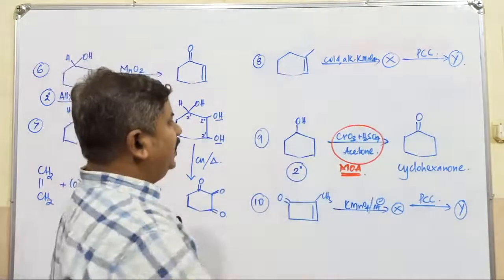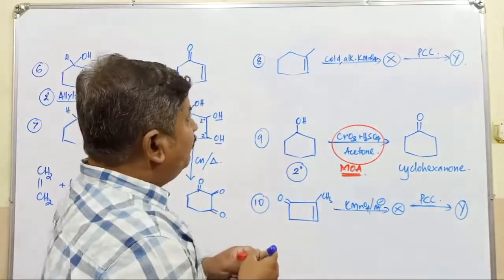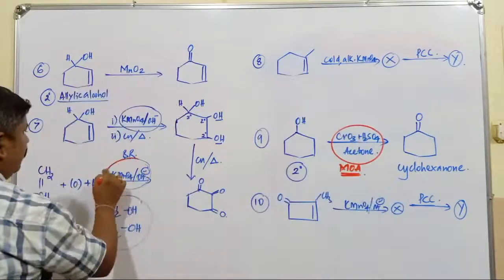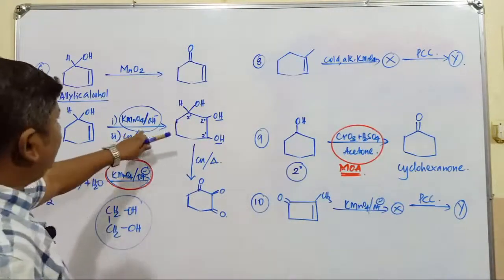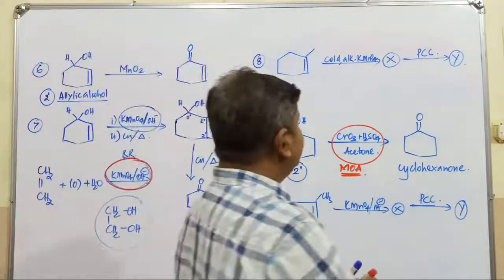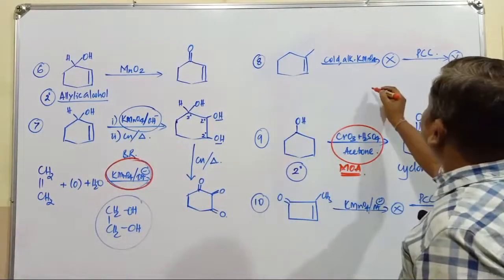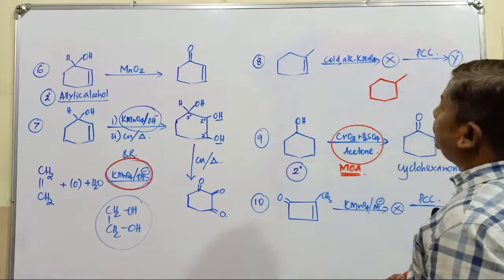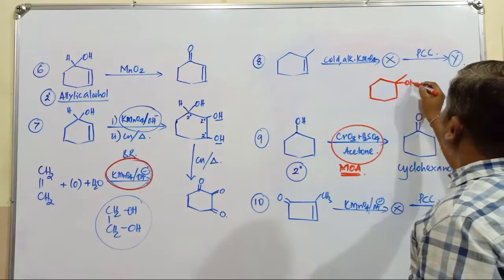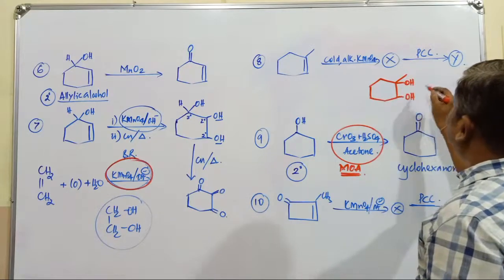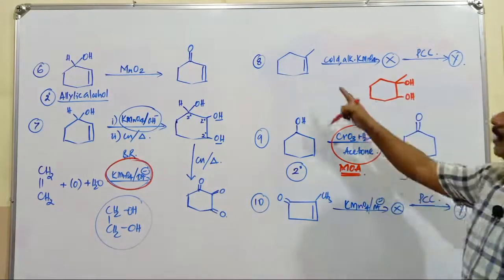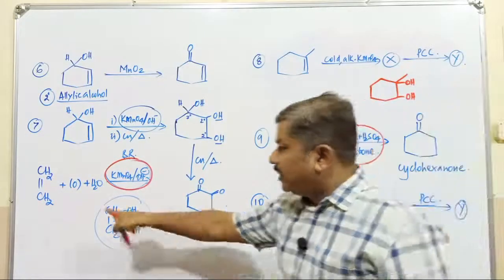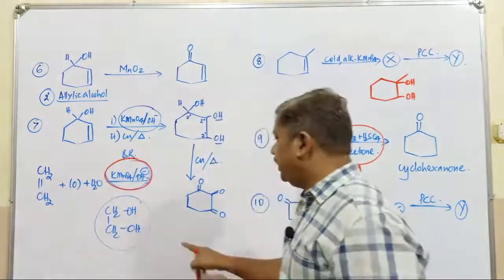Cyclohexanol. In case of this one, first it is treated with cold and alkaline KMnO4. What product is obtained in presence of cold and alkaline KMnO4? This is the product X. The methyl group is there, here it is OH and here it is OH. Wherever a carbon-carbon double bond is present, that carbon-carbon double bond gets converted into CH2OH and here CH2OH.